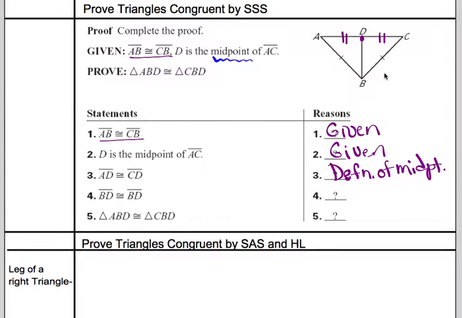Let's go back to our picture and see if there's anything else we can do with it. These 2 triangles are touching. They share a side. They share this side DB. So since I've already used 1 mark and 2 marks, I'm going to use 3 marks here. BD congruent to BD. Since these are exactly identical, our reason is reflexive property.